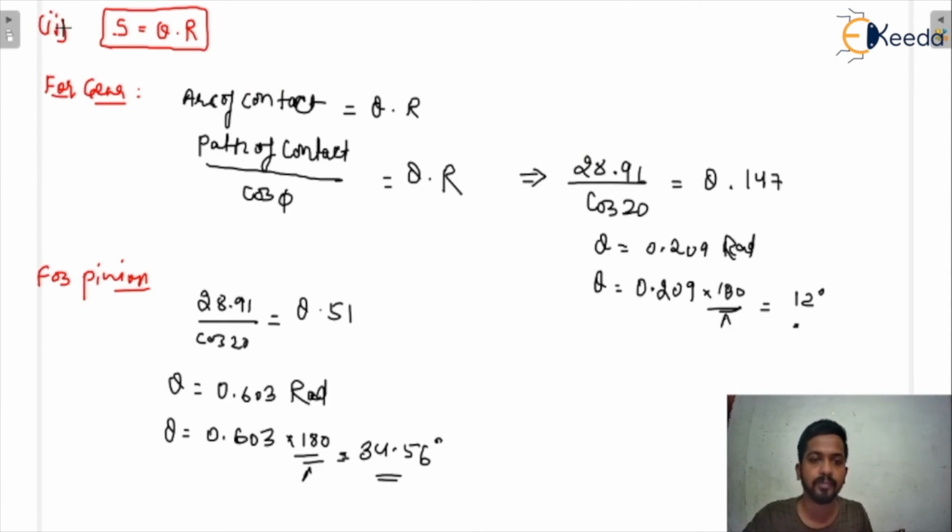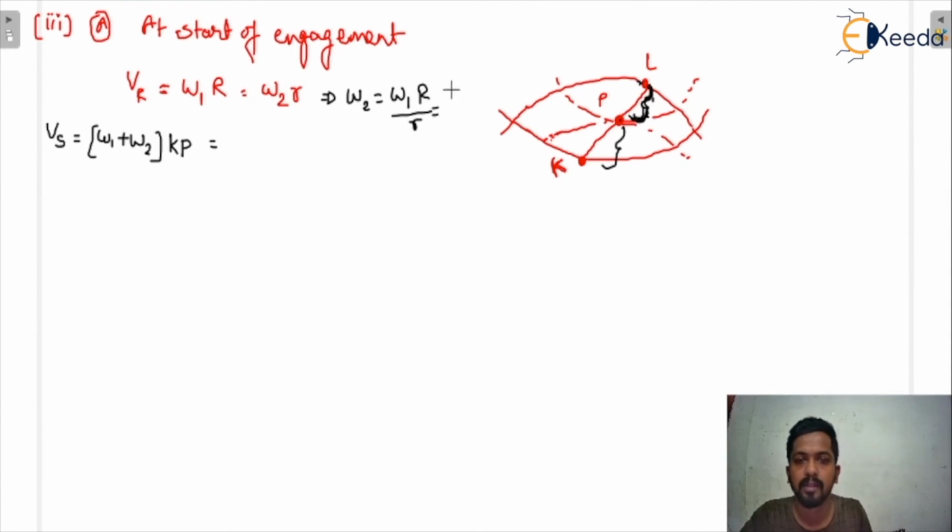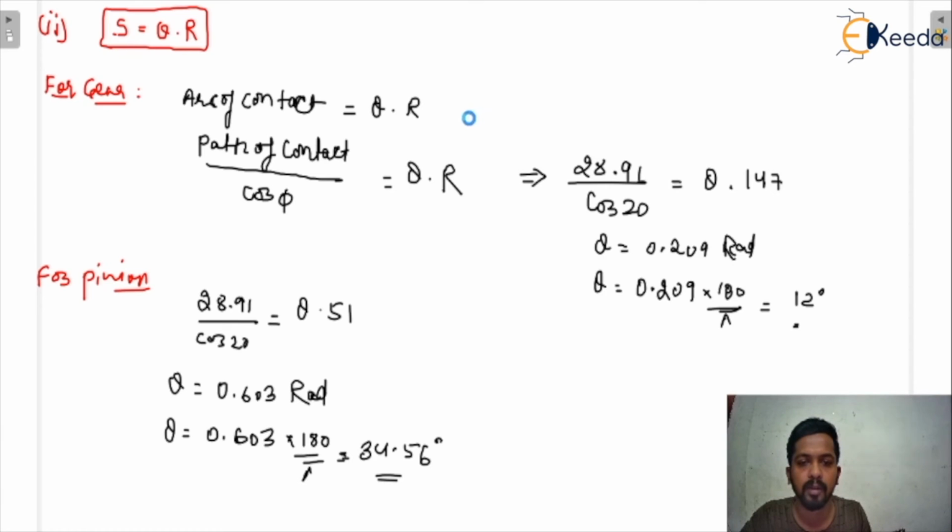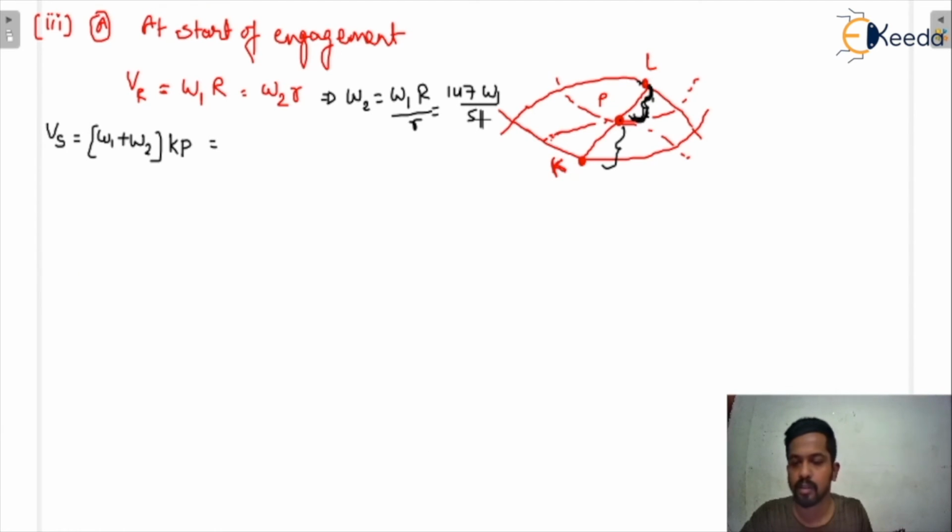R is 147 and r is 51. So that is 147 omega 1 upon 51. So what would be the value of 147 upon 51? You will get 2.88. So that means omega 2 is equal to 2.88 omega 1.